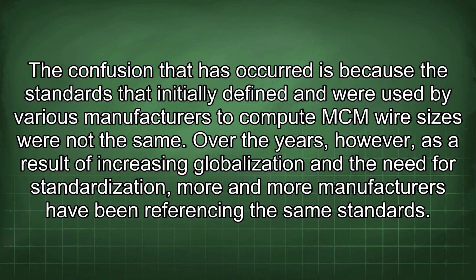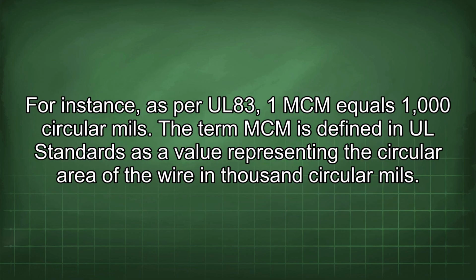The confusion that has occurred is because the standards that initially defined and were used by various manufacturers to compute MCM wire sizes were not the same. Over the years, however, as a result of increasing globalization and the need for standardization, more and more manufacturers have been referencing the same standards. For instance, as per UL 83, 1 MCM equals 1000 circular mils.